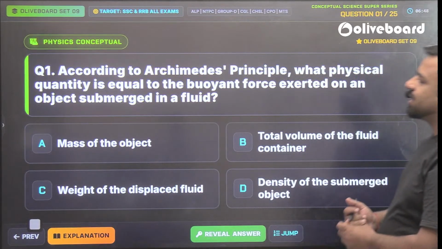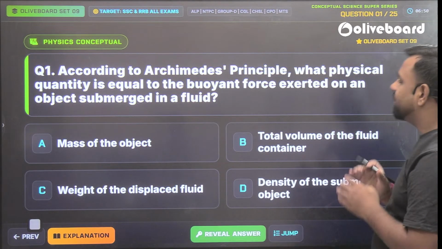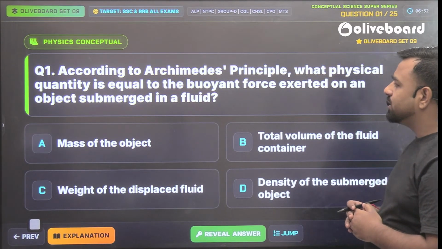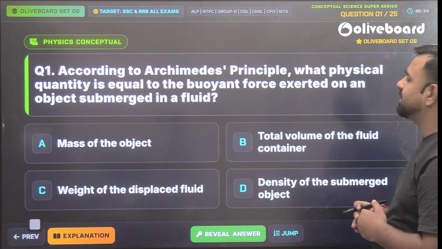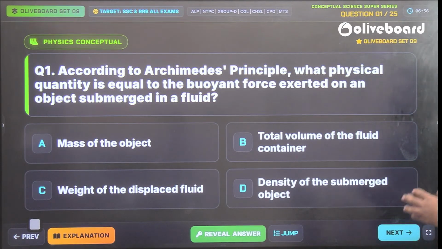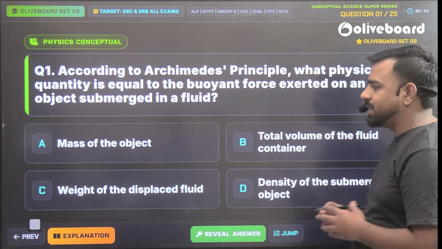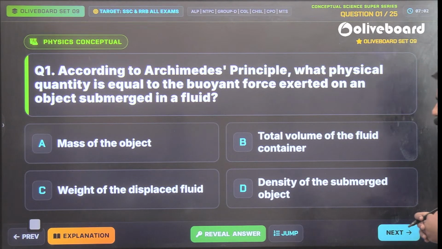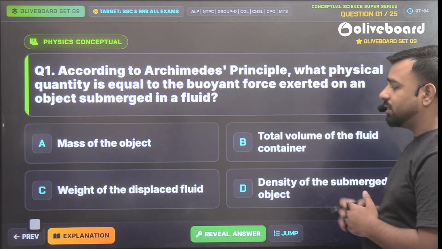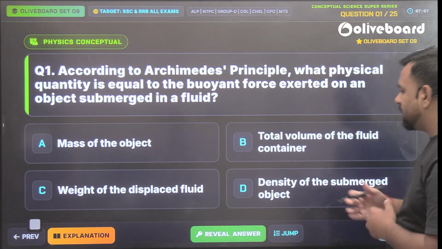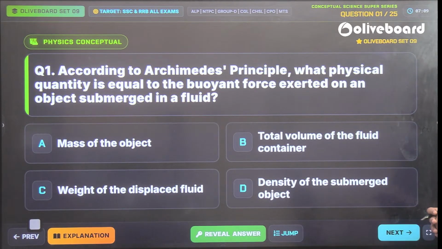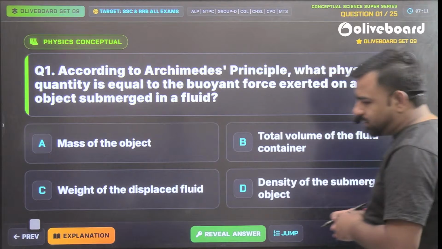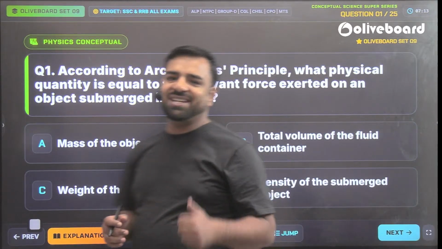The question is, according to the Archimedes principle, what physical quantity is equal to the buoyant force exerted on an object submerged in a liquid? Option A is mass of an object. Option B is total volume of the fluid container. Option C is weight of the fluid displaced, or is it option D, that is density of the submerged object?